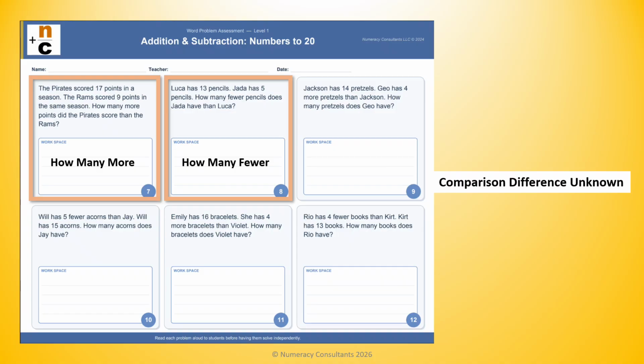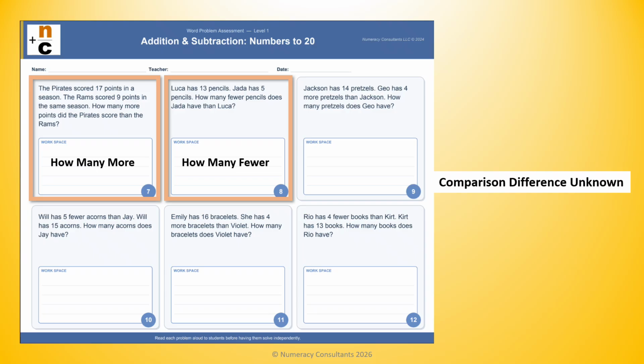Okay, the entire second page of the assessment is all comparison problems. The first 2 have to do with the comparison where the difference is unknown, okay? And so we'll just take a look. It says the Pirates scored 17 points in a season. The Rams scored 9 points in the season. How many more points did the Pirates score than the Rams?